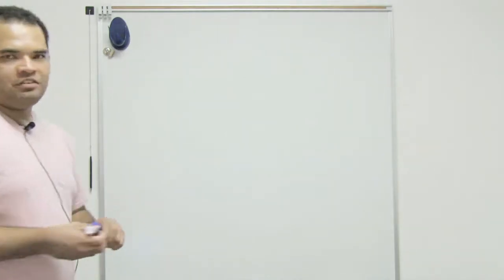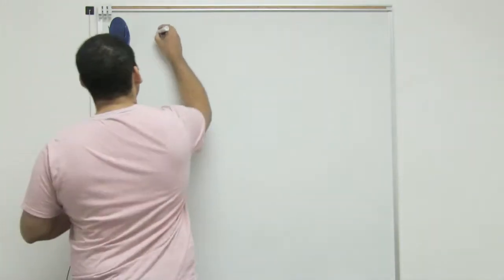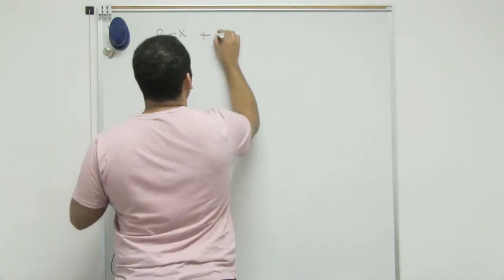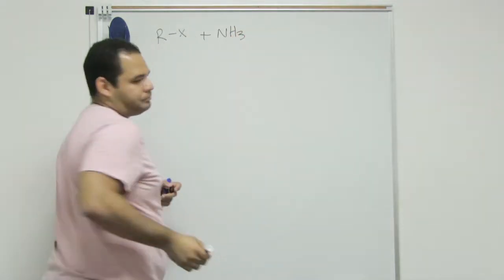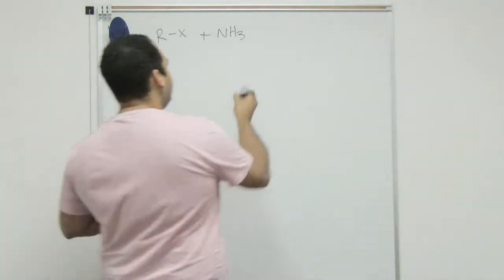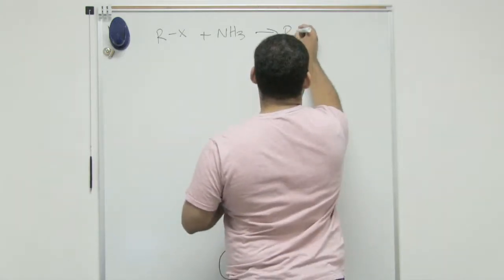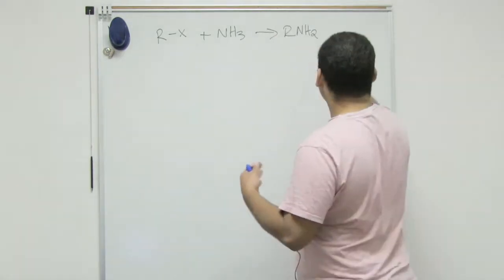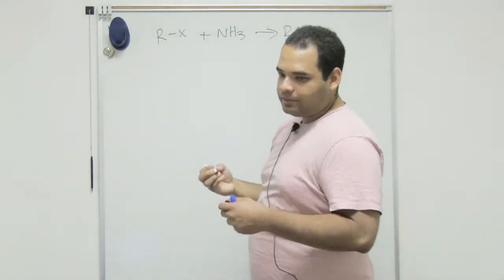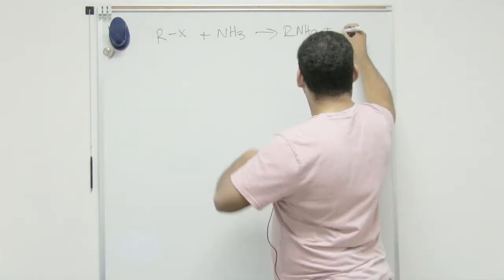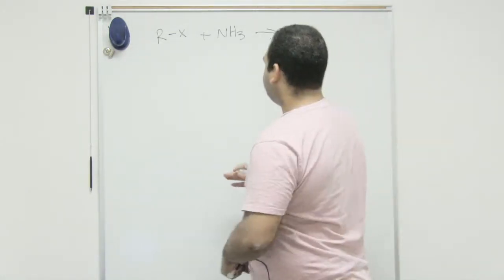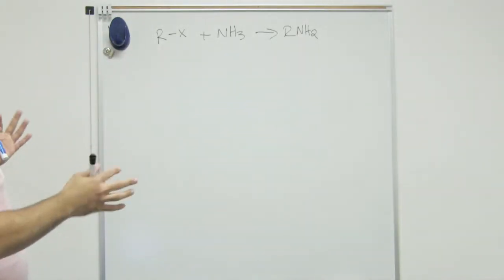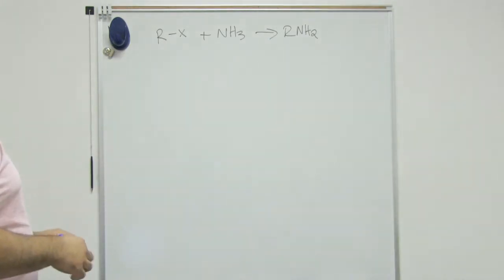Let's talk about alkylation of ammonia. Basically, this reaction happens like you have an alkyl halide and we have ammonia, and what we get in our final product is a primary, secondary, tertiary, or quaternary amine. So I would just talk about what we do and how the chemistry happens.